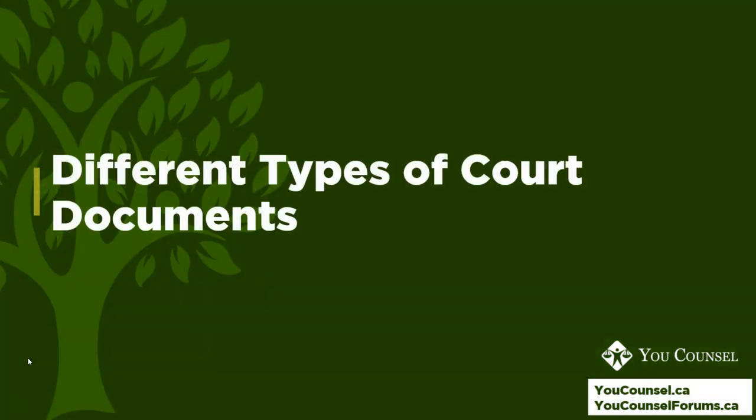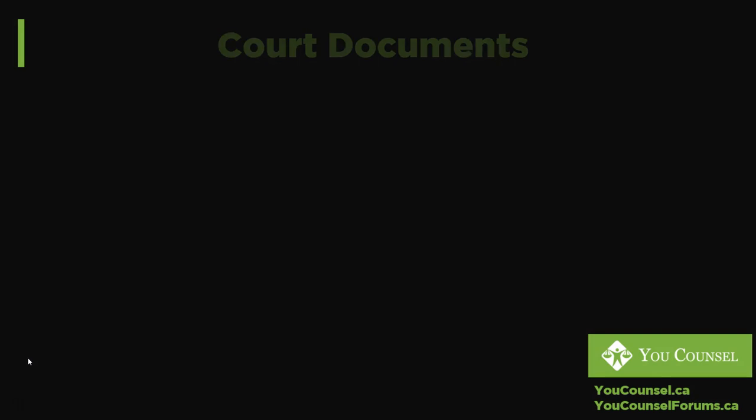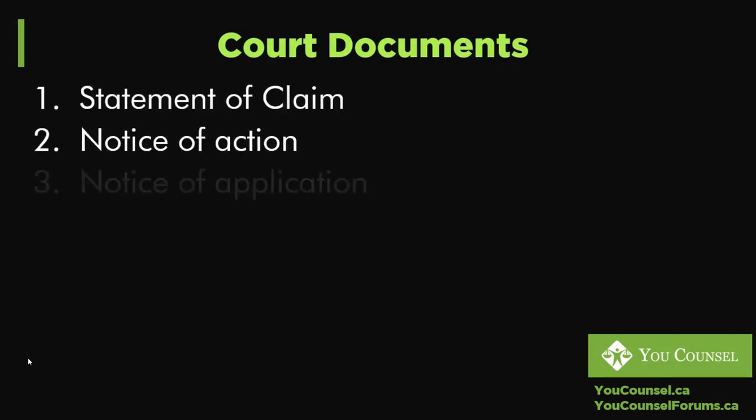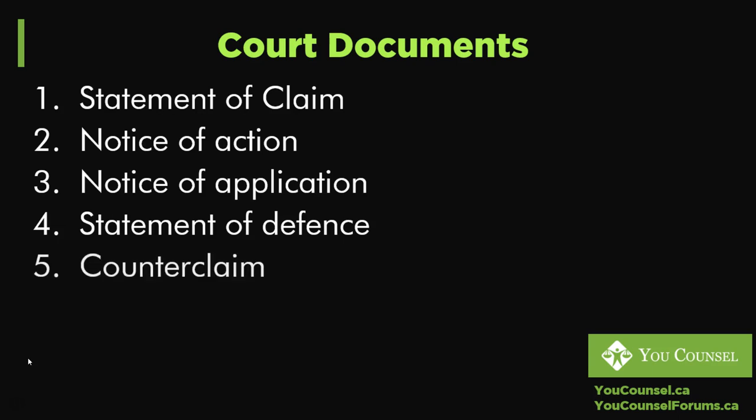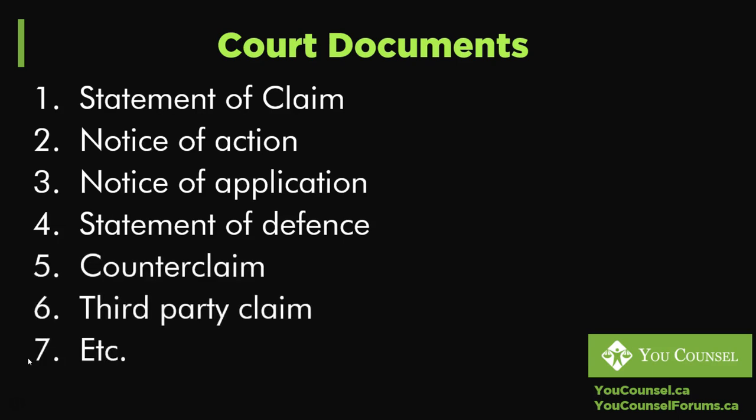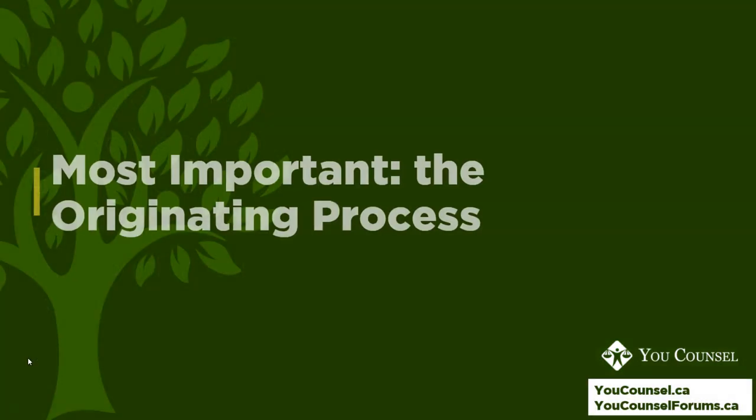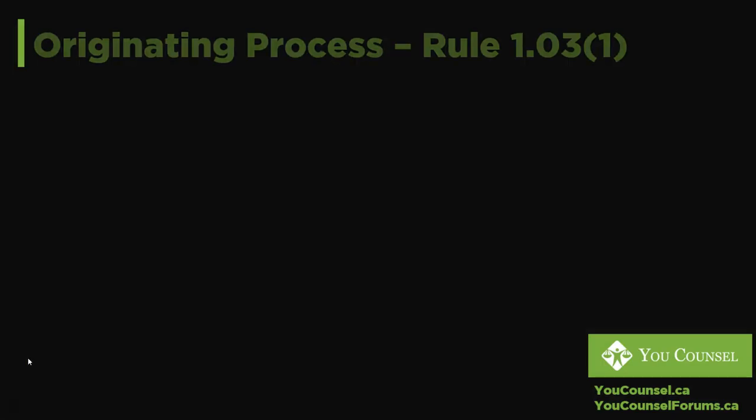Now, there are different types of court documents, and some of these documents are statement of claim, notice of action, notice of application, statement of defence, counterclaim, third-party claim, cross-claim, reply, affidavit of documents. So these are all documents that are referred to in the Rules of Civil Procedure in Ontario. And so how do you serve those documents on different parties? That is all specified in the Rules of Civil Procedure.